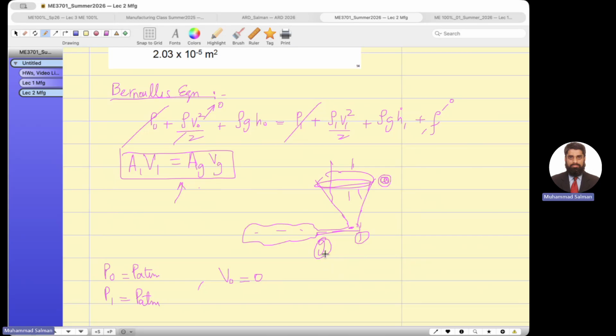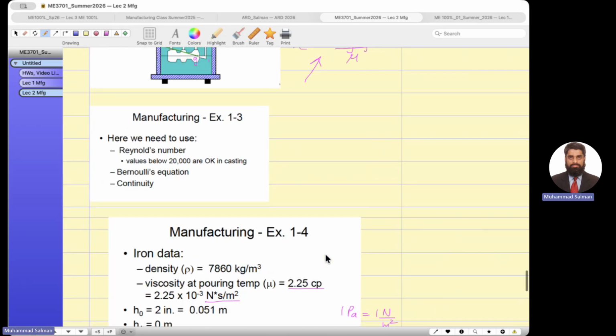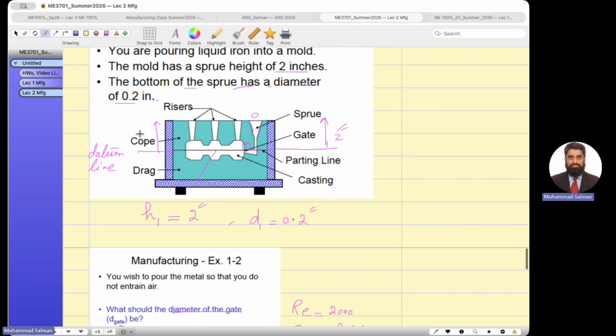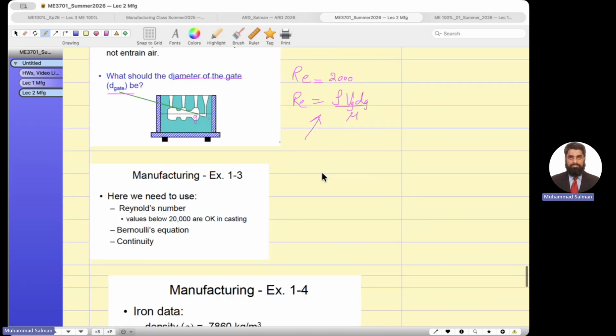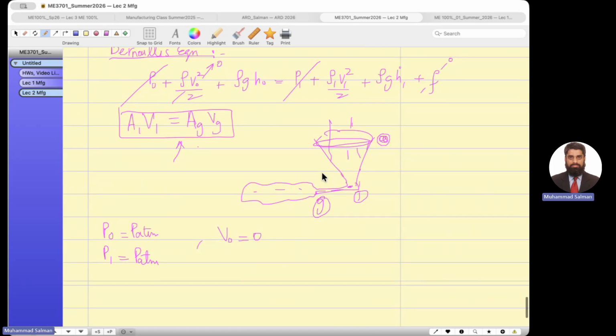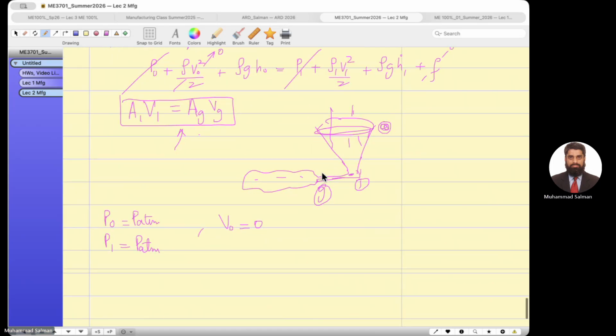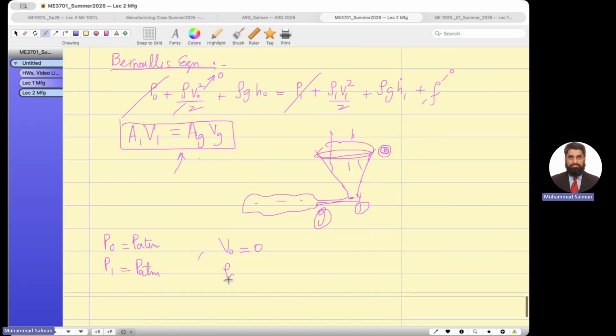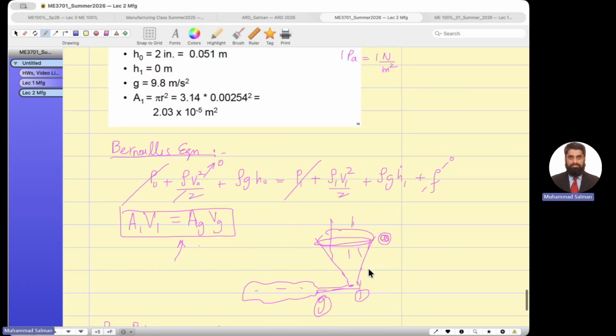So the datum line is selected as the position where it is zero. The height over here is 2 inches. I can write down rho g h0. And rho is 7,860. Gravity is 9.8, and the height is how high from the datum line?